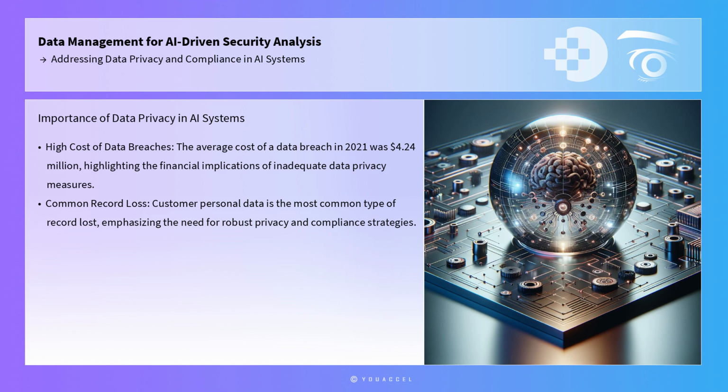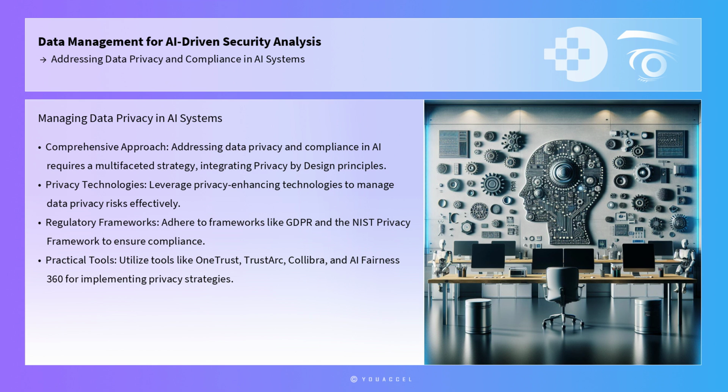This highlights the financial implications of inadequate data privacy measures and the necessity for organizations to invest in robust privacy and compliance strategies. In conclusion, addressing data privacy and compliance in AI systems is a multifaceted challenge that requires a comprehensive approach. By integrating privacy by design principles, leveraging privacy-enhancing technologies, and adhering to regulatory frameworks like GDPR and the NIST Privacy Framework, organizations can effectively manage data privacy risks. Practical tools such as OneTrust, TrustArc, Collibra, and AI Fairness 360 provide actionable solutions for implementing these strategies. Ultimately, a commitment to ethical AI practices and robust data governance will not only ensure compliance, but also foster trust and innovation in AI-driven security analysis.